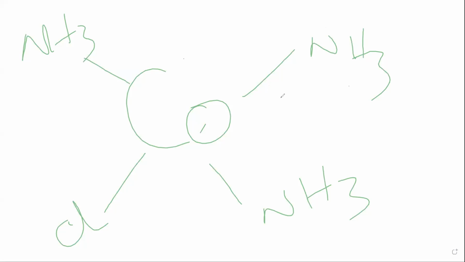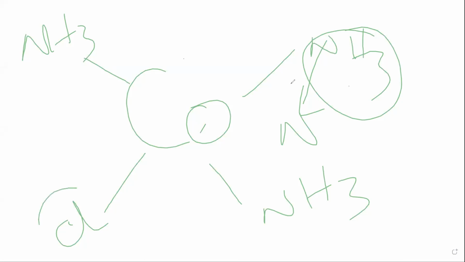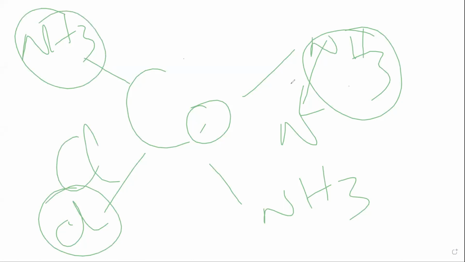So every ligand has a donor atom. For NH3, the donor atom is nitrogen. For your chloride, the donor atom is Cl, because we just have the chloride ion. But for your ammonia, the donor atom is nitrogen. So that is what we mean by coordination number.